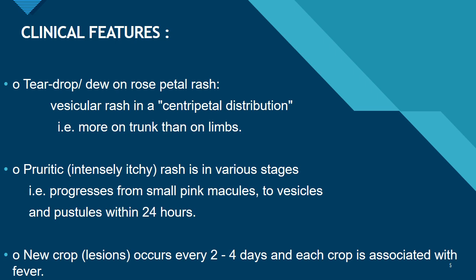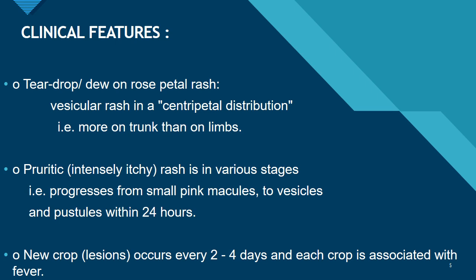This vesicular rash is centripetal in distribution, that is, more towards the center than on the periphery. It means it's more on the trunk than on the limbs. It is an intensely itchy rash, and it progresses from a small pink macule to vesicles. What is a vesicle? A vesicle is a fluid-filled blister, and pustules, which are pus-filled blisters, within 24 hours. So within 24 hours, it will progress from a pink macule to vesicle and pustule.